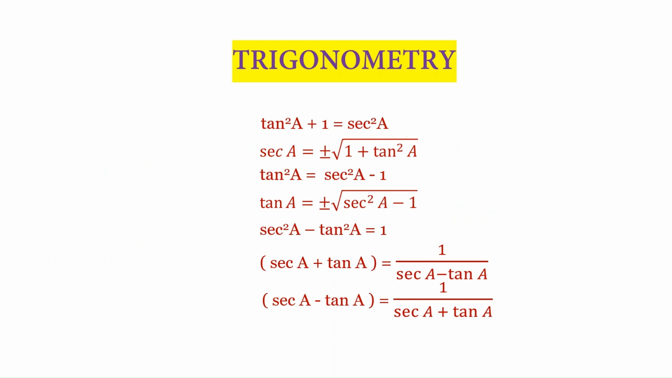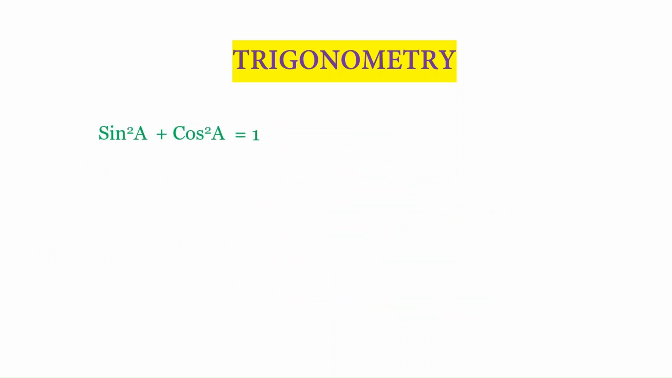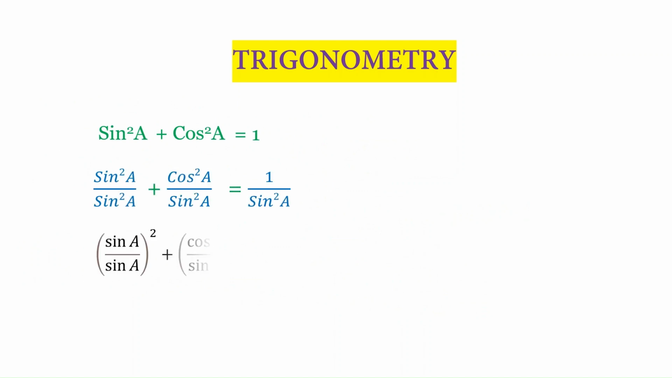Now coming to the third identity. For that also we will consider the first identity, that is sin square A plus cos square A equal to 1. This time we'll divide the entire equation by sin square A. The first one will become 1, as sin square A by sin square A makes 1. Then cos by sin is nothing but cot, so this becomes cot square A. Reciprocal of sin A is cosecant A, so we'll write this as cosecant square A. 1 plus cot square A equal to cosecant square A. This is the third identity.